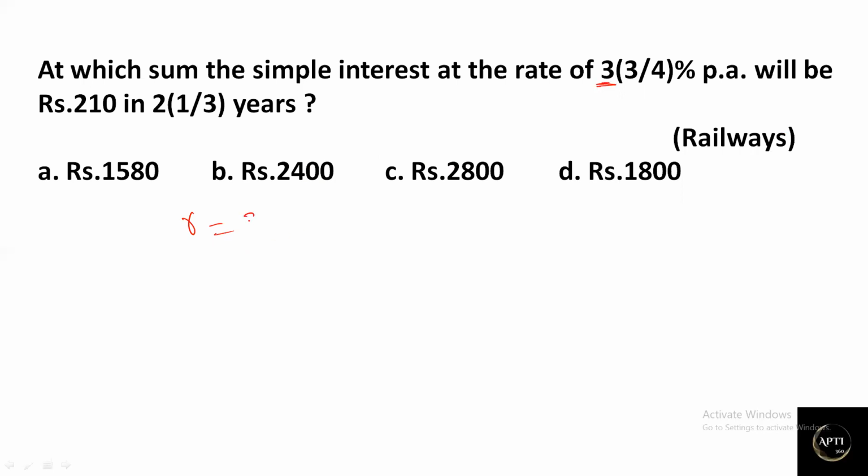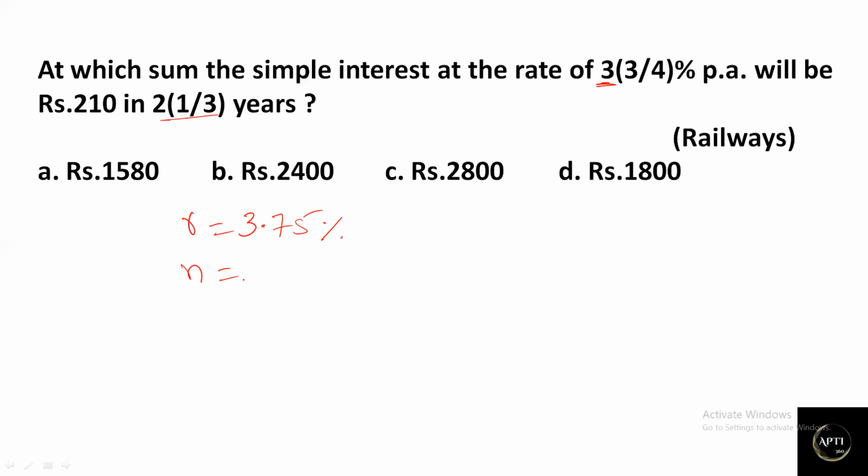If you want, you can convert to proper fractions, but actually no need to convert directly. I can write here 3 by 4. What is 3 by 4? It is nothing but 0.75. So the answer is 3.75. Even if you convert to proper fractions and calculate, you will get the same answer. Rate of interest is 3.75. Next, the number of years is 2 1 by 3.